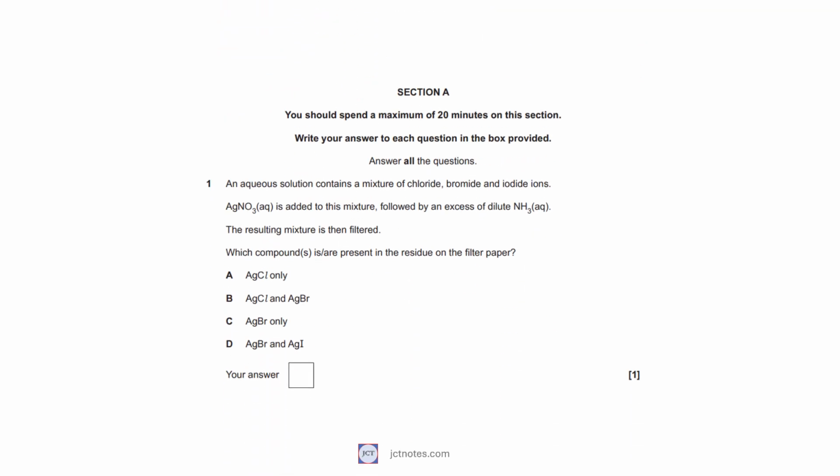We start with Section A, Question 1. An aqueous solution contains a mixture of chloride, bromide, and iodide ions. Silver nitrate is added to this mixture, followed by an excess of dilute ammonia. The resulting mixture is then filtered. Which compound or compounds are present in the residue on the filter paper?